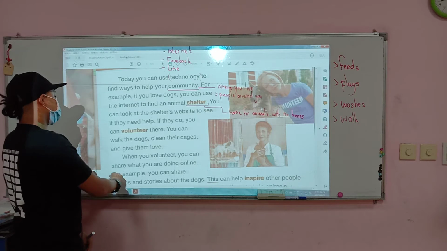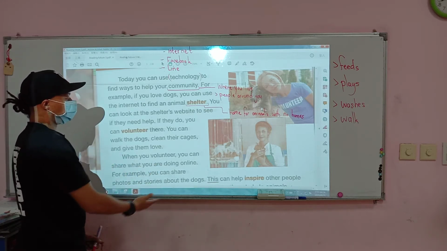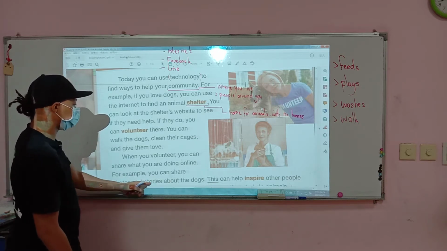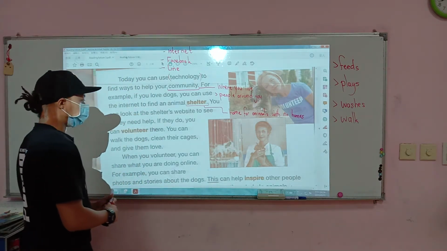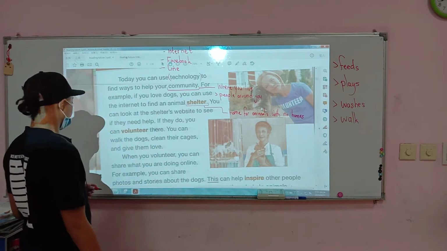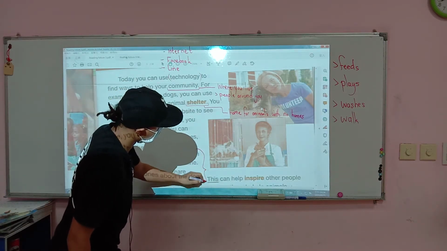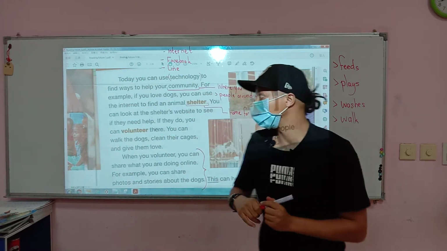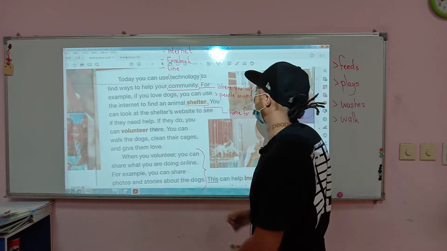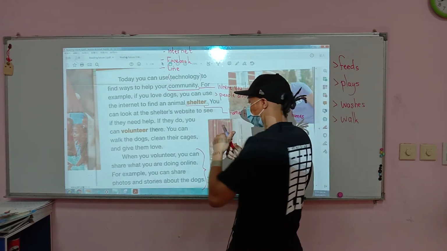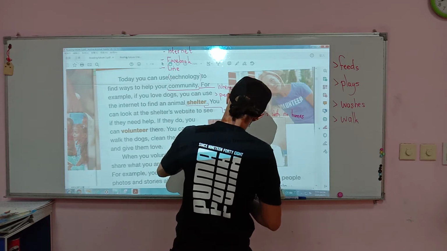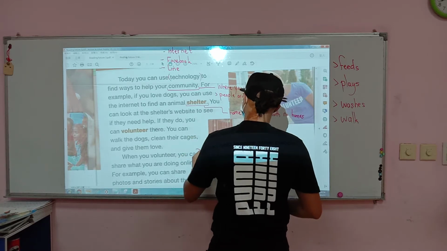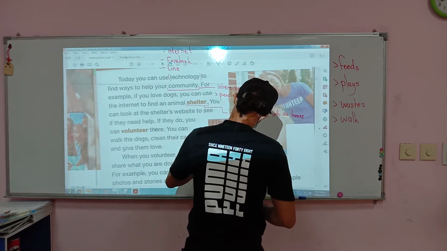When you volunteer, you can share what you are doing online. For example, you can share photos and stories about the dogs. So what they are saying over here, okay? So they are saying for things like the internet, Facebook, Line, you can take photos. So you can share pictures.